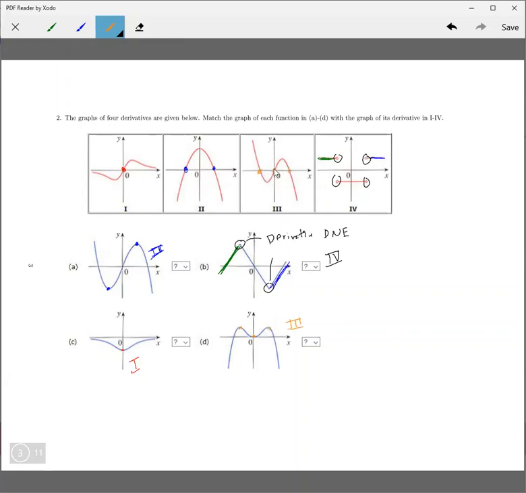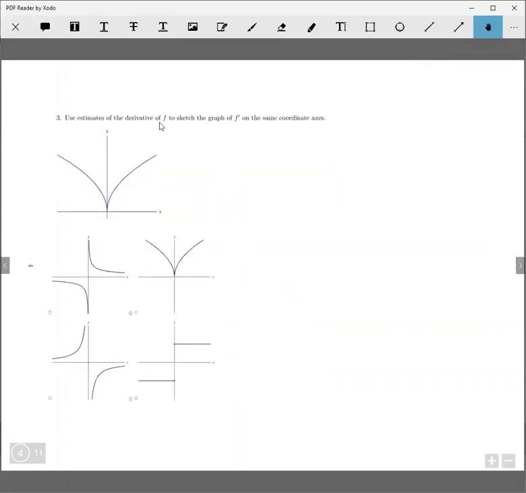And so the function is 0 there, there, and there. Okay, and increasing here, which means you're above the x-axis. Decreasing there, which means you're below the x-axis. Increasing here, which means above, and then decreasing, which means you're below. Okay, so move on to the next one.